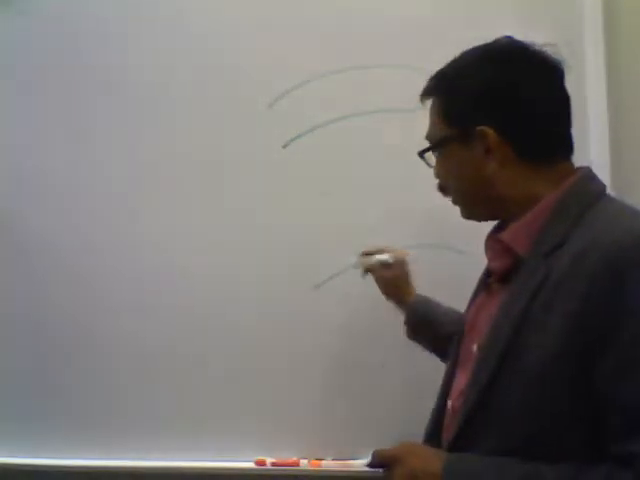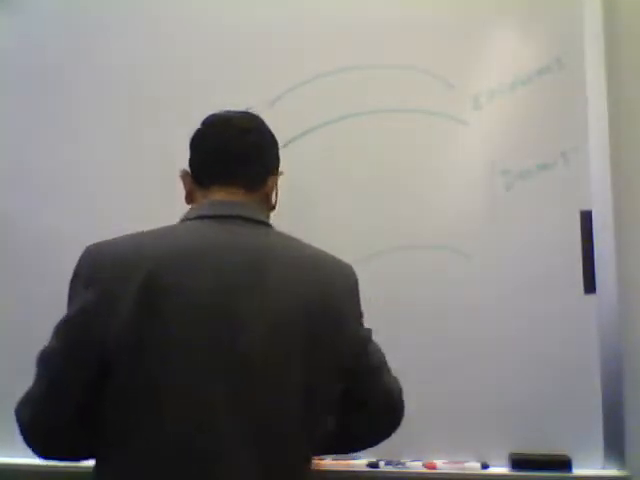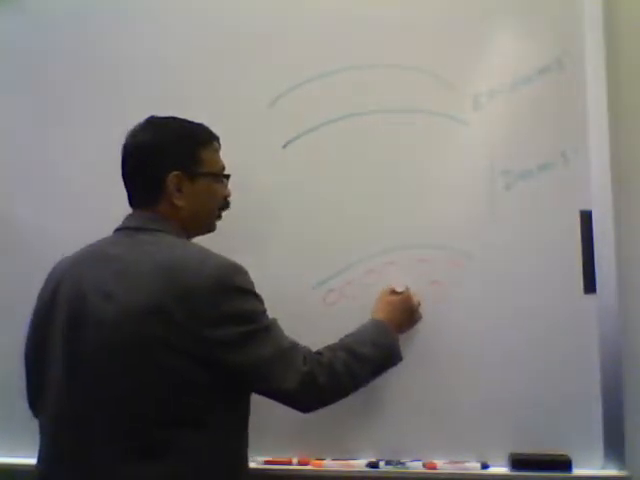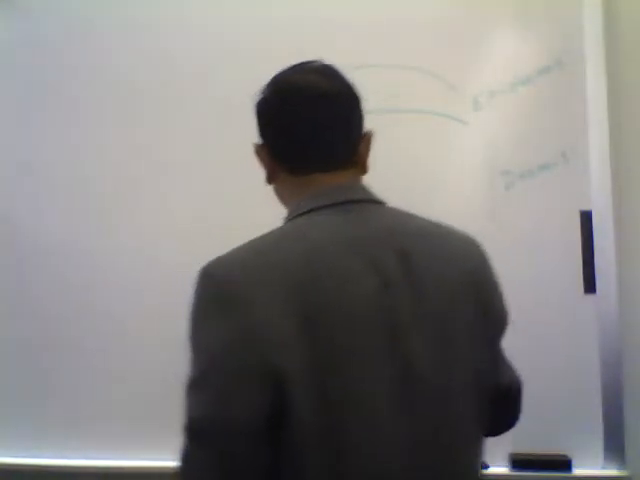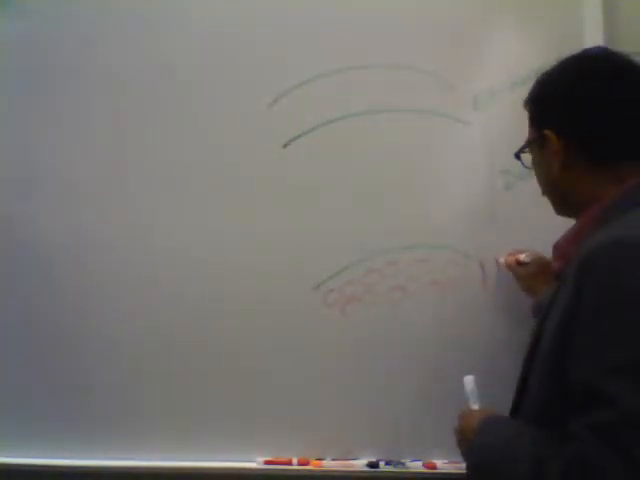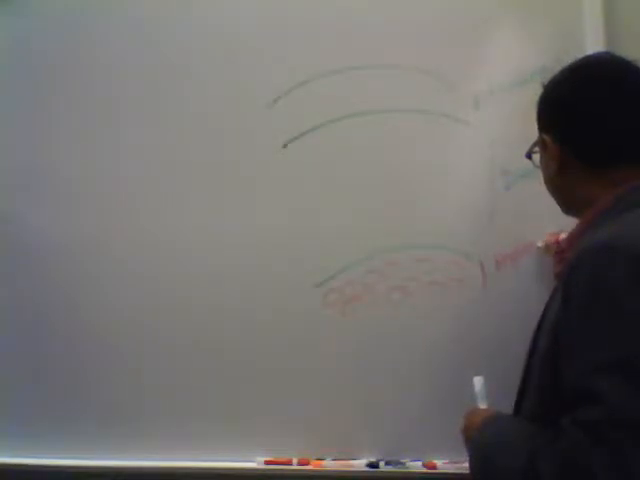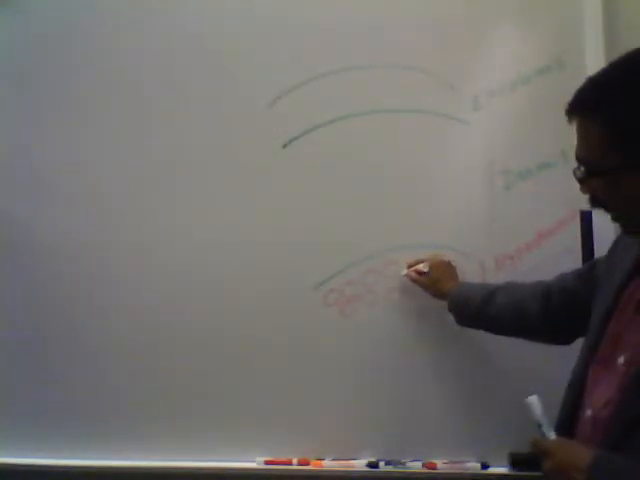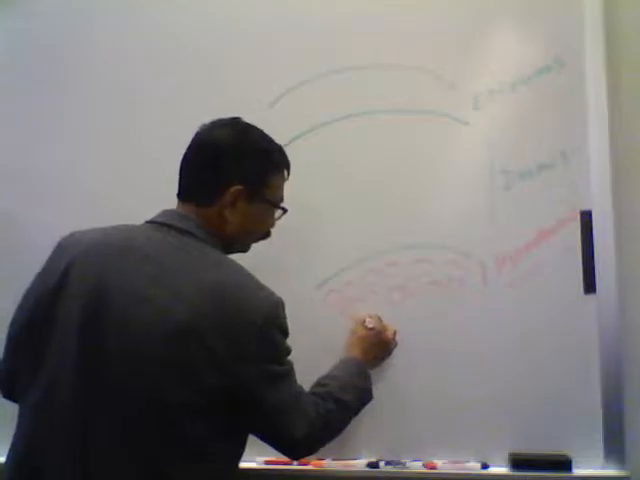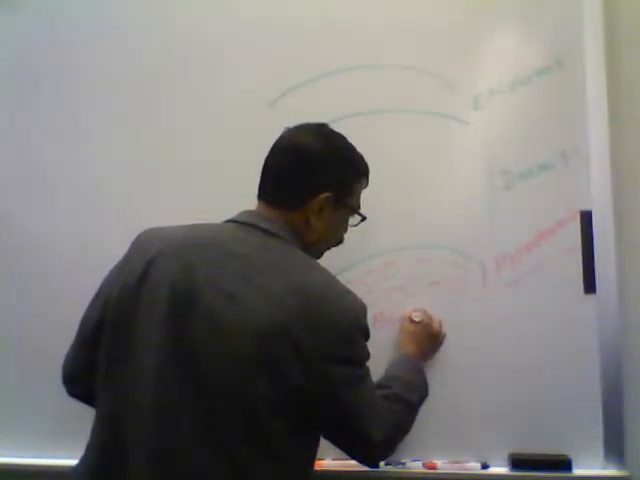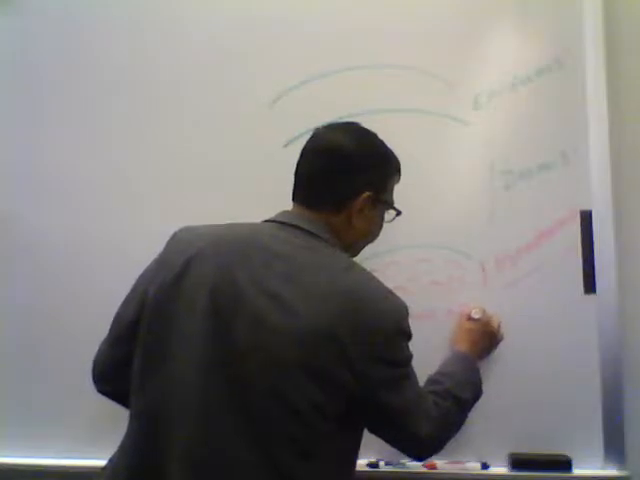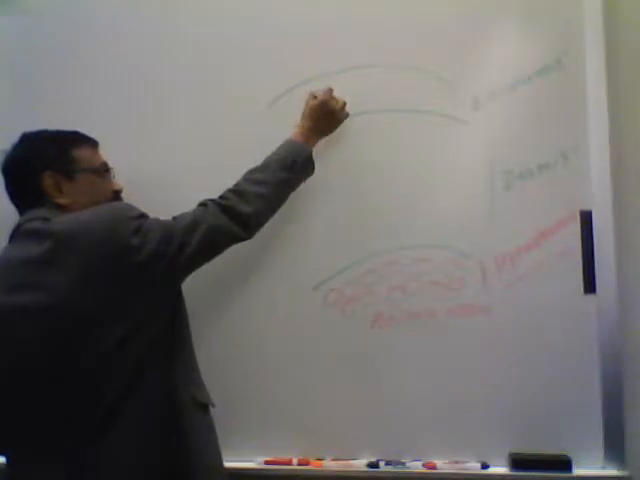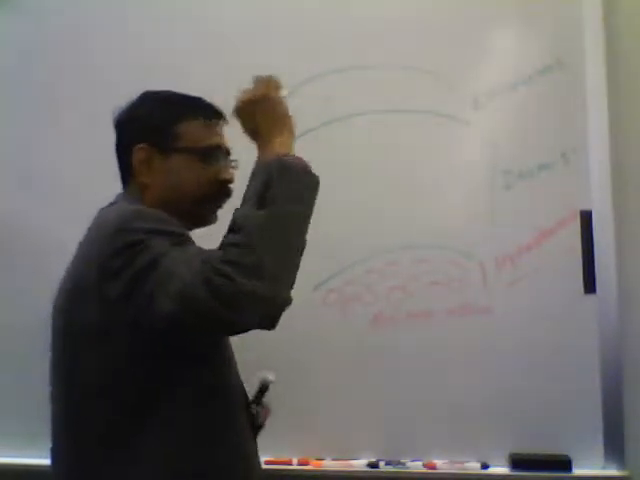Now, under the dermis, there is another layer which is called hypodermis. But remember, hypodermis is not a layer of the skin, it is under the skin. It contains a lot of fat or adipose tissue. But this is not a layer of the skin. Skin has two layers: outer epidermis, inner dermis.